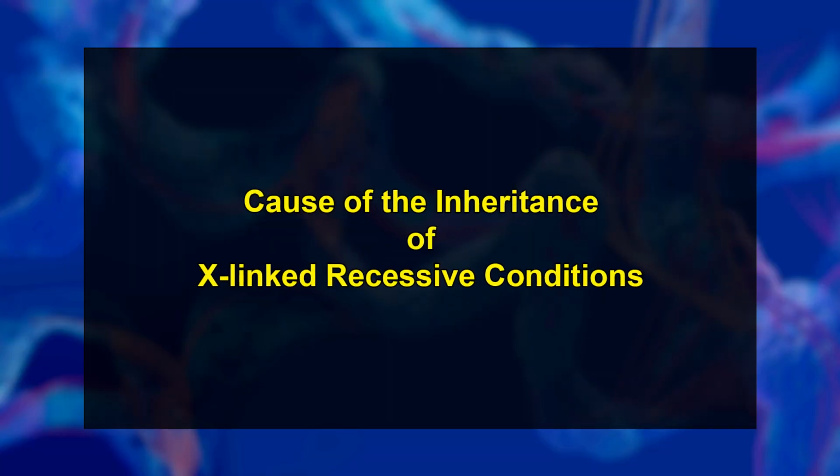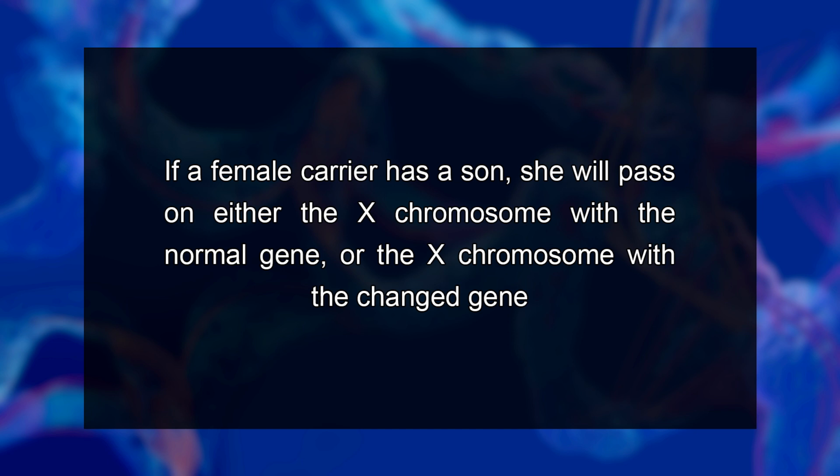Dear students, let's now talk about the cause of inheritance of X-linked recessive condition. If a female carrier has a son, she will pass on either the X chromosome with a normal gene or the X chromosome with a changed gene. Each son therefore has 50% chance, 1 in 2, of inheriting the changed gene and being affected by the condition. There is also a 50% chance, 1 in 2, that the son will inherit the normal gene. If this happens, he will not be affected by the condition. This chance remains the same for every son.